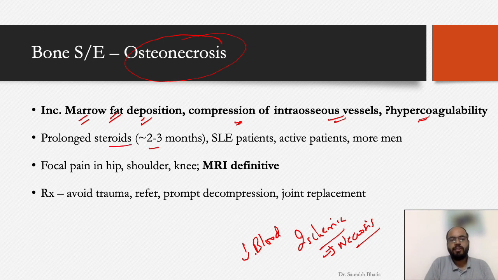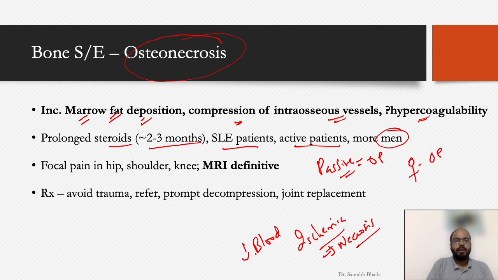It is seen when prolonged steroids are given, roughly about 2 to 3 months. Also in SLE patients, it is a significant adverse event. Active patients, that means patients who move more and exercise more, have an increased risk of osteonecrosis, but for passive patients there is an increased risk of osteoporosis. Men show more osteonecrosis, while women show more osteoporosis. Clear? Your patient may present with focal pain in the hip, shoulder, or knee, and if you suspect osteonecrosis, MRI is the definitive investigation of choice.